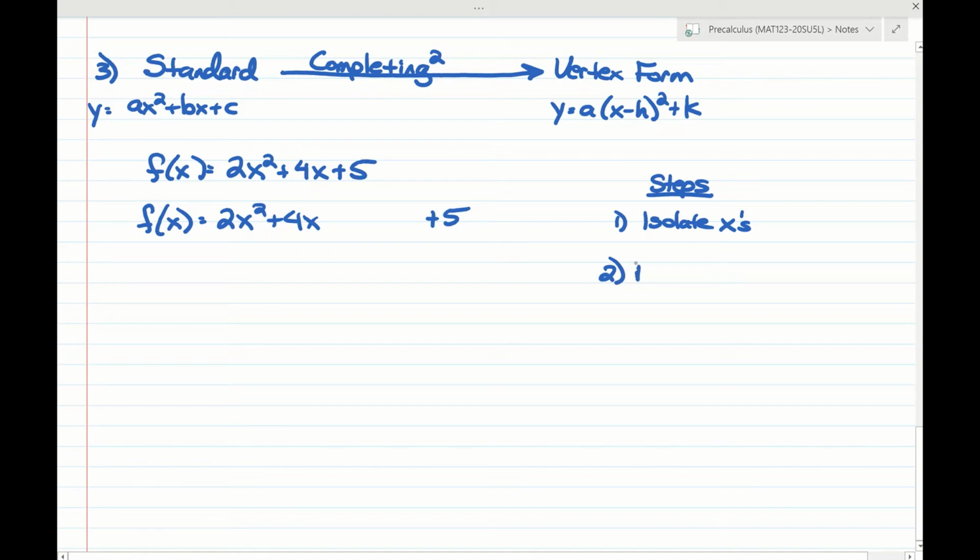Second step is we factor out the leading coefficient from the x's.